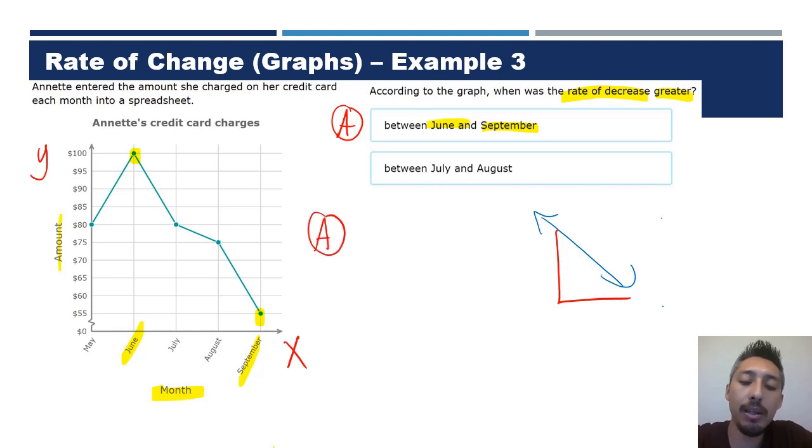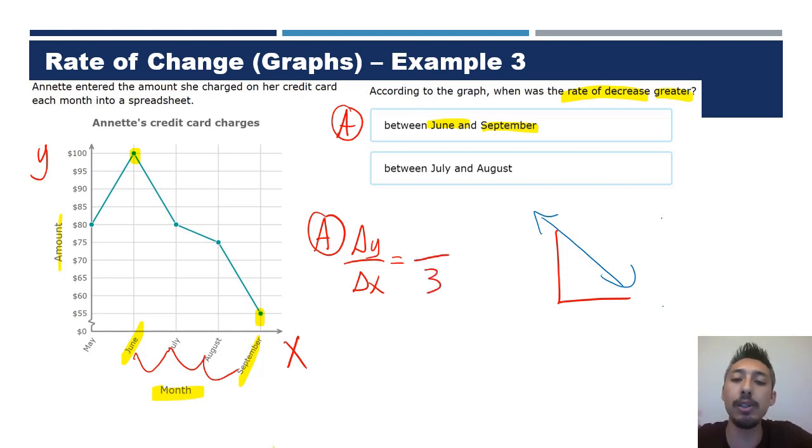So for option A, our change of y over change of x is equal to, from June to September, that was 1, 2, 3. That was a change of 3 months. So I'll put a 3 in the denominator. And for my change of y, it went from 100 to 55. That is going down. It's going from a bigger number, 100, to 55, and that is going to be 45. And again, because it's going down, this should be a negative 45. It decreased from 100 to 55. It went down. Let's erase this as well now.